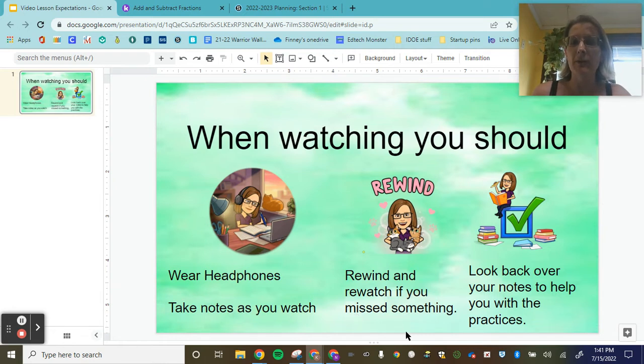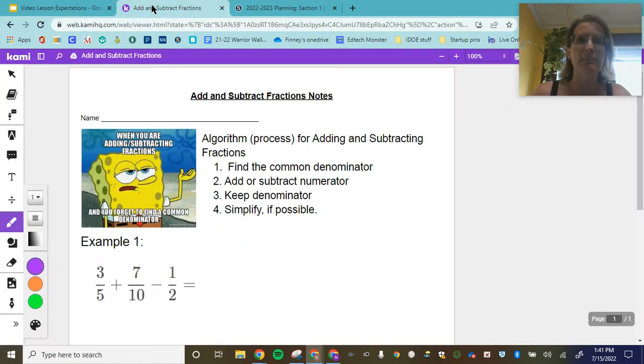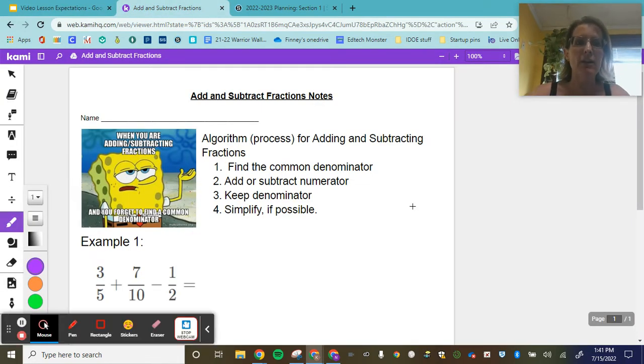If you miss something, if your mind wanders or you just don't understand, make sure you're rewinding and rewatching anything that you missed. And you're going to use your notes to go back over to help you with the practices if you get stuck. So adding fractions is a review skill.